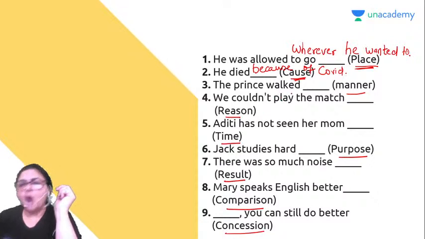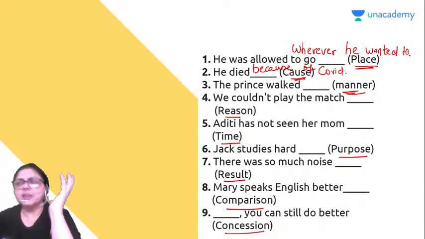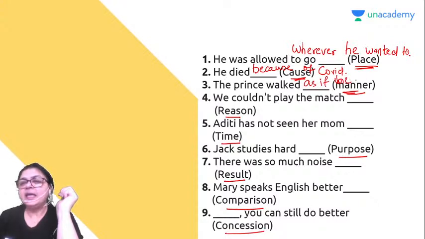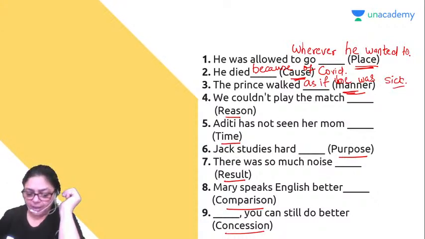The prince walked, manner. In which way? The prince walked, manner. How? As if. Okay, the prince walked as if he was sick. It looked like he's not feeling well. So he walked as if he was sick.